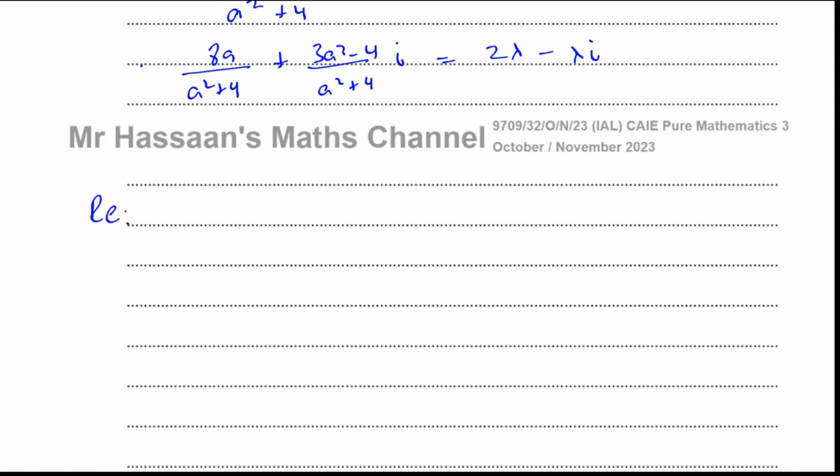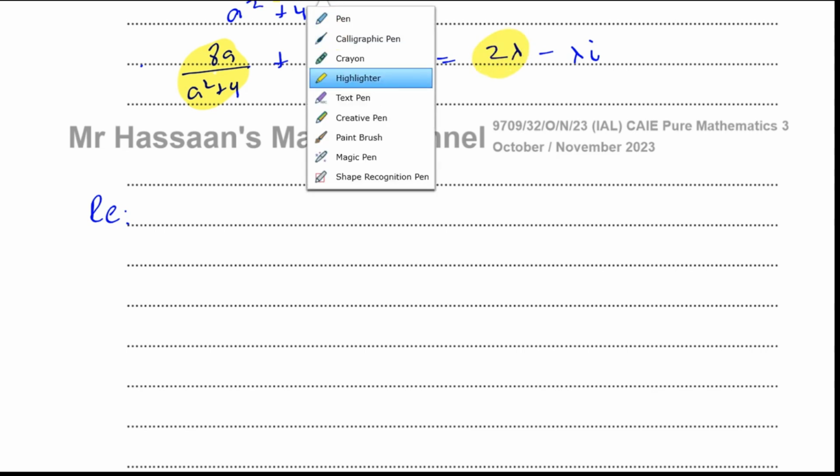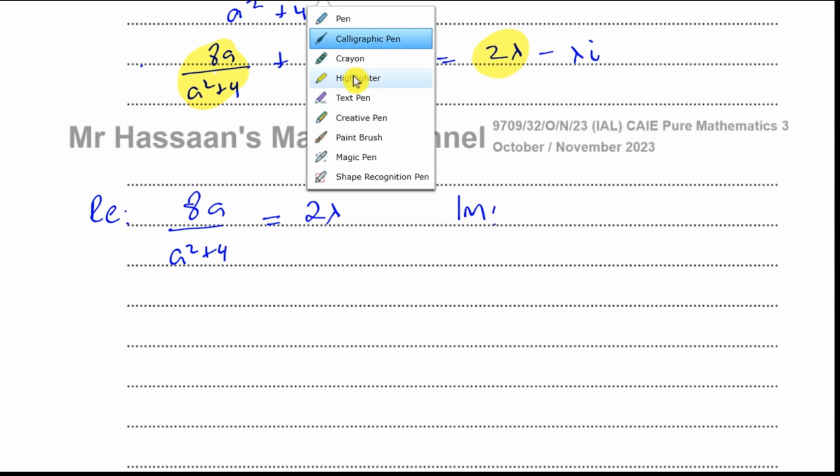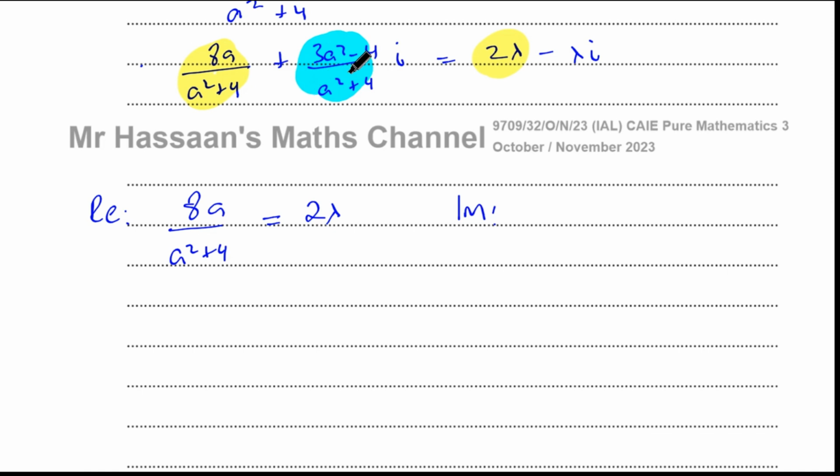So the real parts are basically this and this. So what we can say here is that 8a over a squared plus 4 is the same as 2 lambda. And from the imaginary parts, we can say basically that this is the same as this. Okay, so what we can say from the imaginary parts is 3a squared minus 4 over a squared plus 4 is the same as minus lambda.